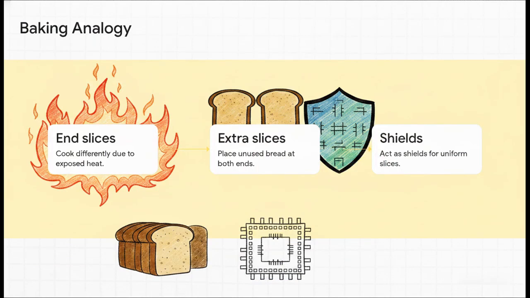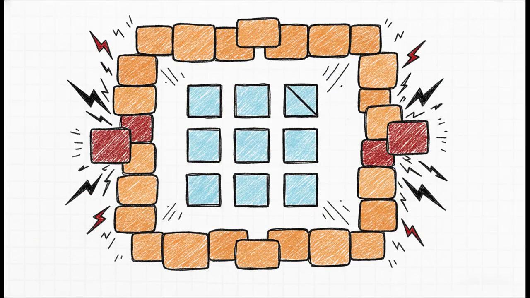It's really elegant how this is solved. It's actually exactly like baking bread in an oven. The slices at the absolute ends of the loaf cook completely differently because they're exposed to way more direct ambient heat. So to make sure your important middle slices cook uniformly, you place extra unused bread slices at both ends. Those extra slices essentially act as shields. In silicon, we do the exact same thing. We place extra transistors at the edges to absorb those extreme manufacturing variations. We call these shields dummy devices.